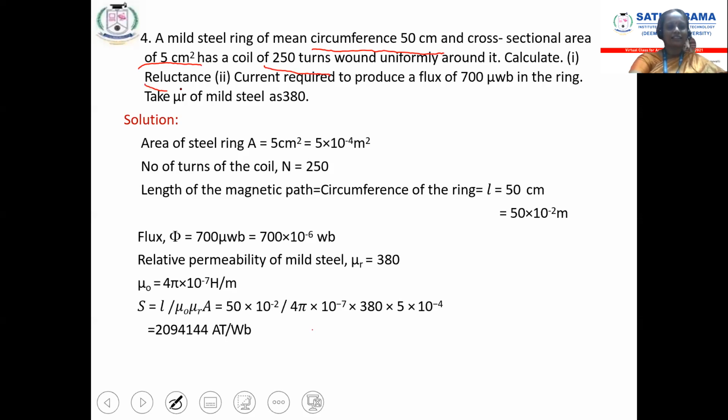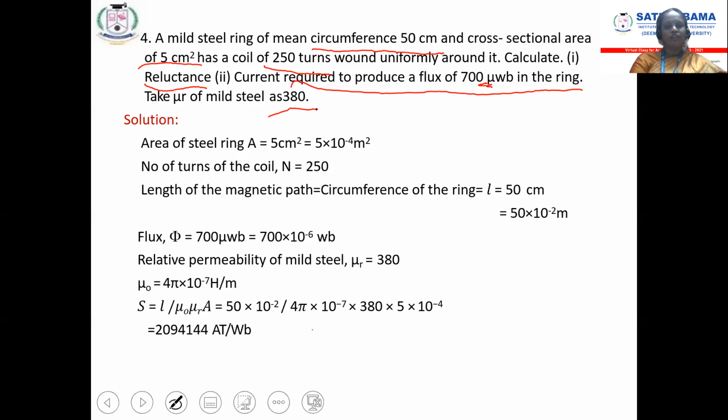Calculate the reluctance and the current required to produce a flux of 700 microweber. This symbol micro, we all know, is 10 power minus 6. Take the relative permeability of mild steel as 380. I told you the relative permeability decides the flux passing through it. So when relative permeability is high, the medium has more ability to pass flux.